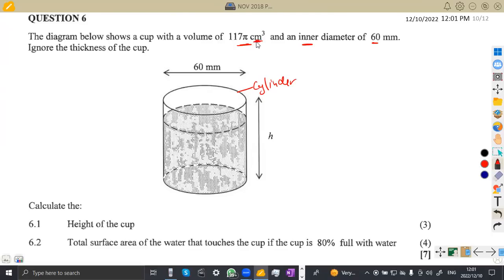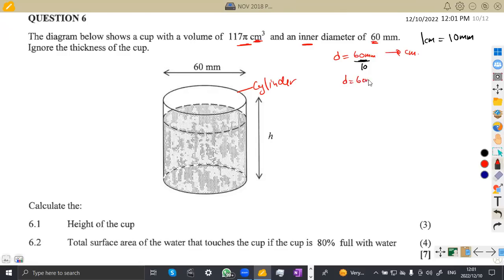That means there's a need for us to change the units. Our diameter is 60 millimeters, and we are supposed to convert to centimeters. What's the relationship between centimeters and millimeters? 1 centimeter is equivalent to 10 millimeters. So to convert 60 millimeters, you simply have to divide by 10. That means our diameter is 6 centimeters. But if you are dealing with a cylinder, the most important part is to know the radius. The radius is simply the diameter over 2, so it's 6 over 2, which is 3 centimeters. So we are given a radius of 3 centimeters.